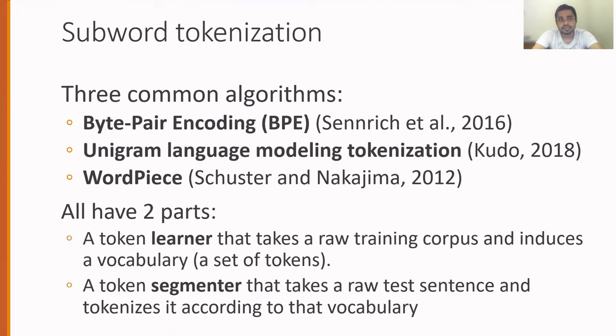Three common algorithms are there for subword tokenization: the BPE, or byte pair encoding, the unigram language modeling tokenization, and the WordPiece. All have two parts: a token learner that takes a raw training corpus and induces a vocabulary, a set of tokens; and a token segmenter that takes a raw text sentence and tokenizes it according to the vocabulary.